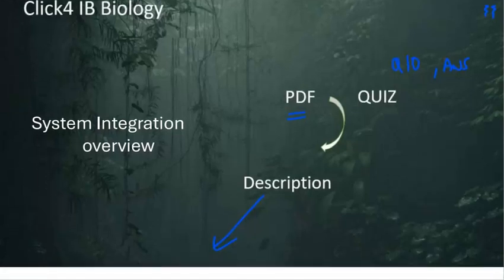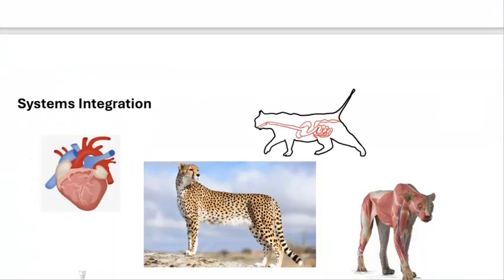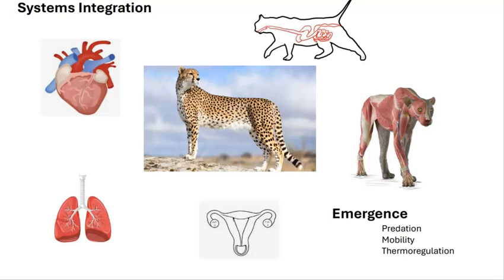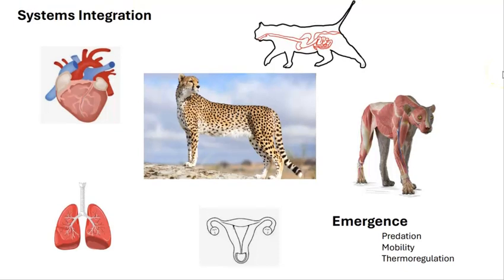So let's take a look at system integration, and we're going to feature as our integrated system that of the cheetah. So of course you may have studied already the cardiovascular system, the ventilation system, the digestive system, the muscular system, and indeed the reproductive system. And you will have studied these most likely in isolation from each other.